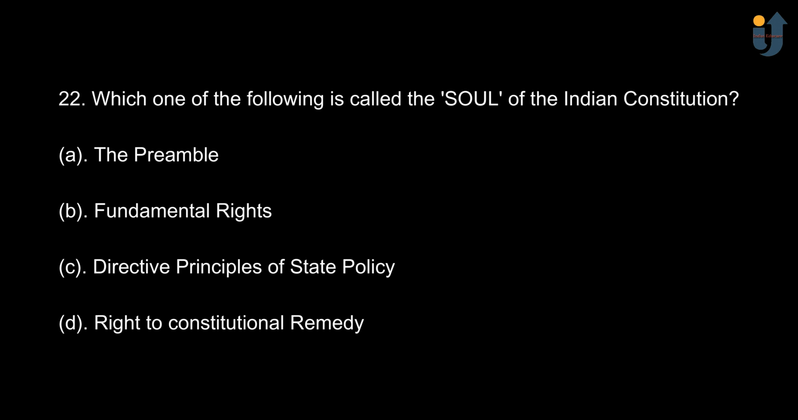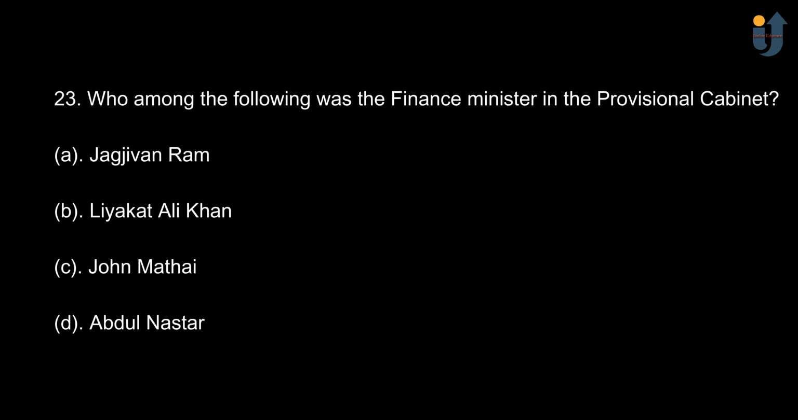Option C, directive principles of state policy. And option D, right to constitutional remedy. The correct option is option D, right to constitutional remedy. Next, who among the following was the finance minister in the Provisional Cabinet? Option A, Jagjeevan Ram. Option B, Liaquat Ali Khan. Option C, John Mithai. And option D is Abdul Nastar. The correct option is option B, Liaquat Ali Khan.